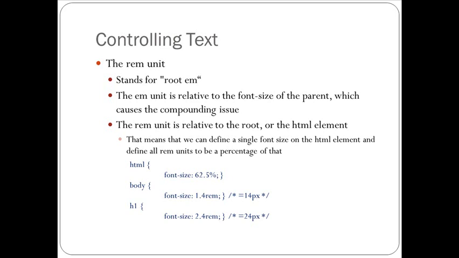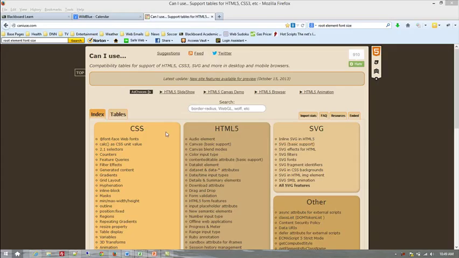Now, as with anything with HTML5 or CSS3, you always want to be sure that you can use it. And the best place to do that is the website Can I Use. It's just caniuse.com, and then you can search for what you want to use, and it'll tell you which browsers, which mobile devices and such are using it.